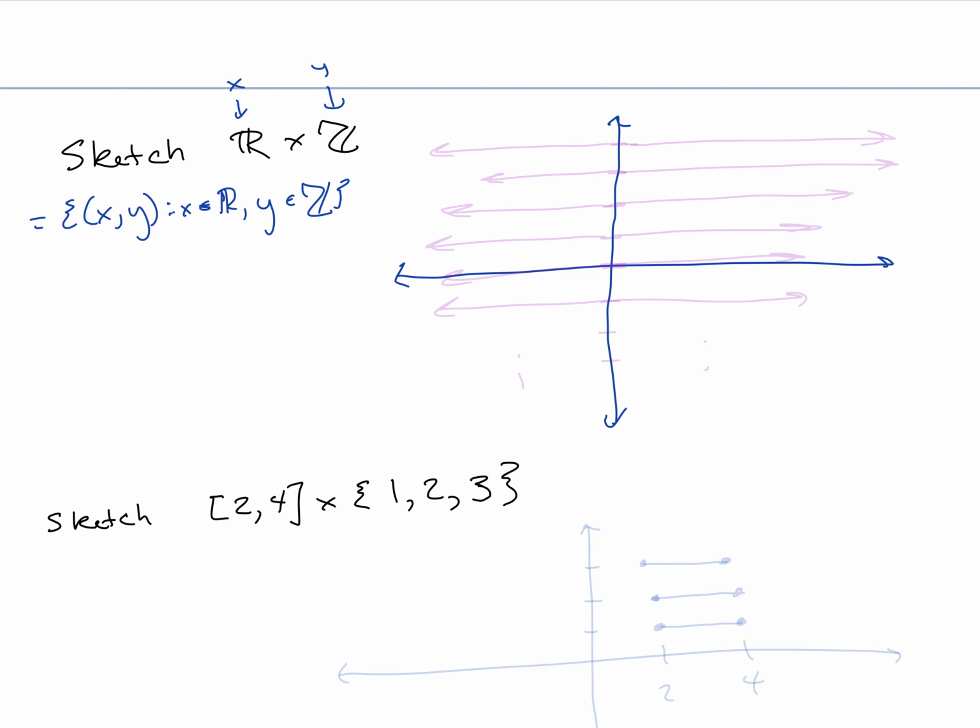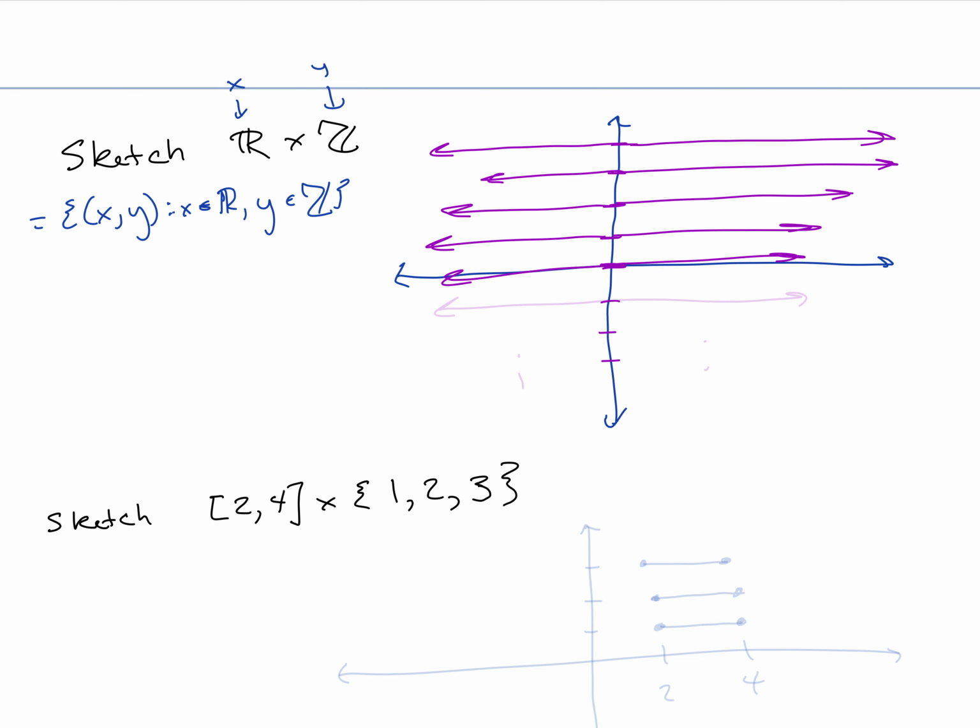So y could be 0, that's an integer, y could be 1, y could be 2, y could be 3, 4, etc., -1, -2, -3, etc. And x is across the whole set of real numbers. So this is what our sketch would look like. Just a whole bunch of horizontal lines, and so on forever. Okay, so that's our sketch.